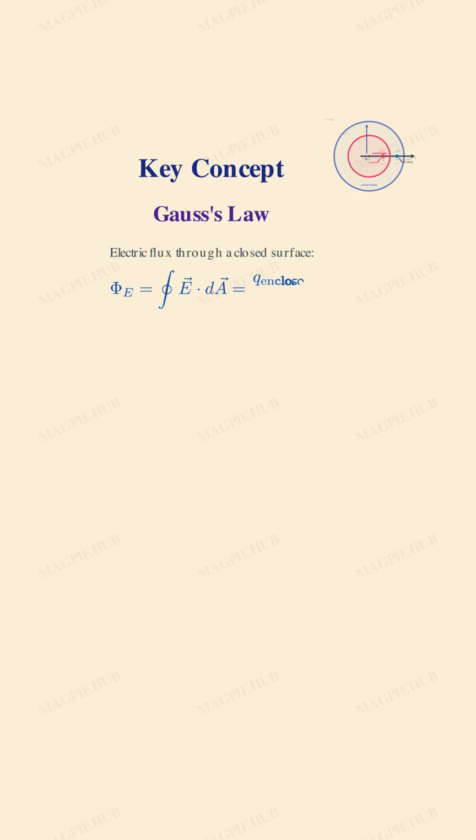The key concept is Gauss's law. It states that the total electric flux through any closed surface equals the enclosed charge divided by epsilon naught. Here we see a Gaussian surface enclosing a positive charge. The flux lines point outward through the surface.